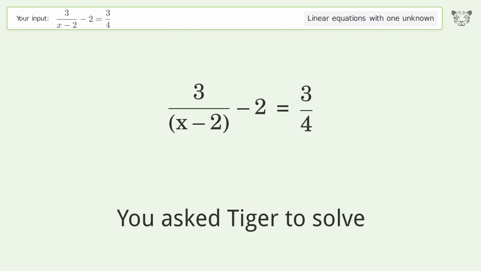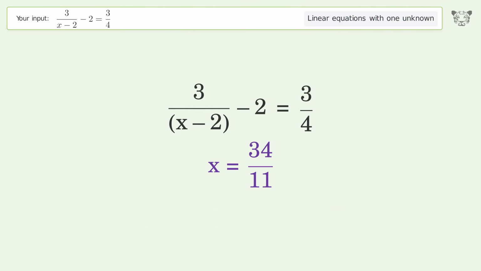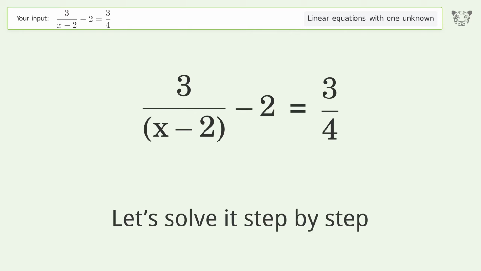You ask Tiger to solve this. This deals with linear equations with one unknown. The final result is x equals 34/11. Let's solve it step by step.